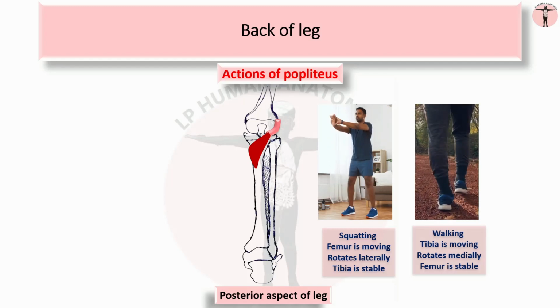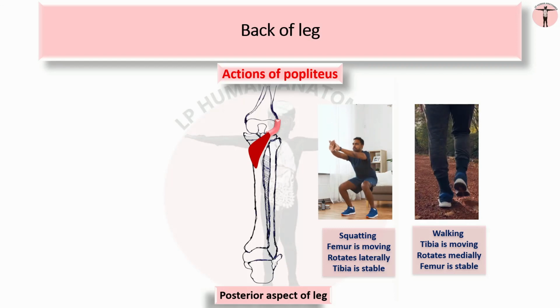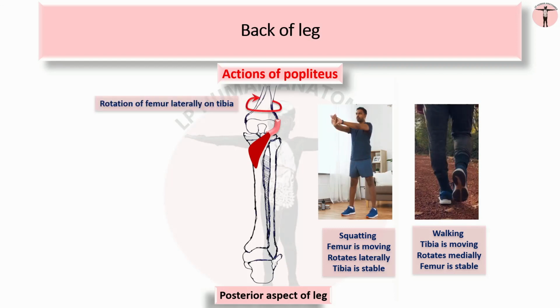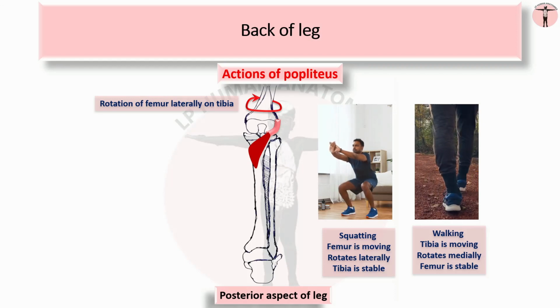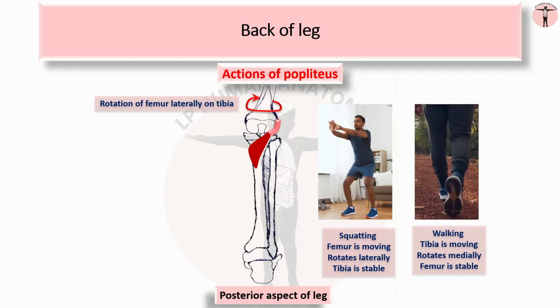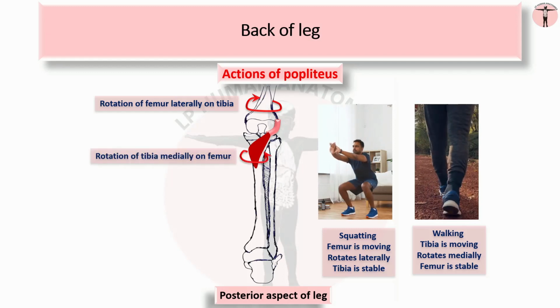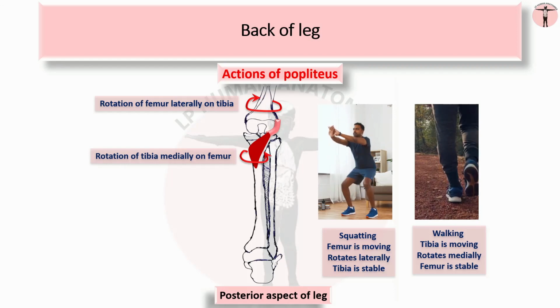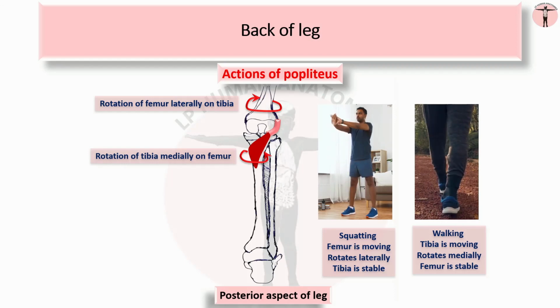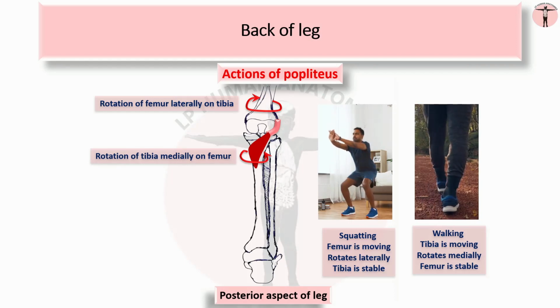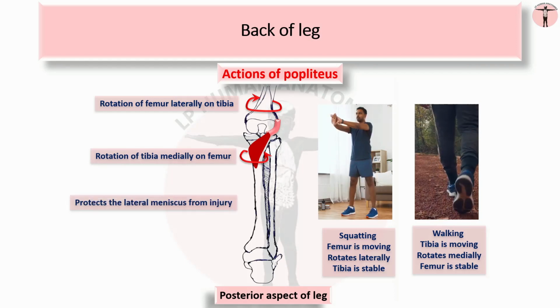So what happens in the initial 30 degrees of movement is, in squatting, the femur is rotated laterally on the tibia, which is stable, unlocking the extended knee by the popliteus. During walking, the tibia is rotated medially on the femur when the foot is lifted off the ground. This is known as unlocking of knee joint. It protects the lateral meniscus from the injury.